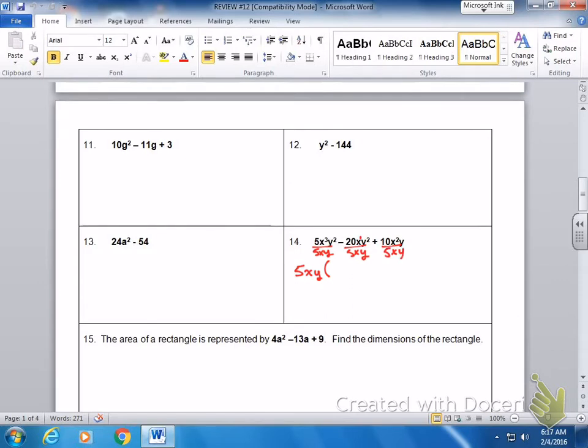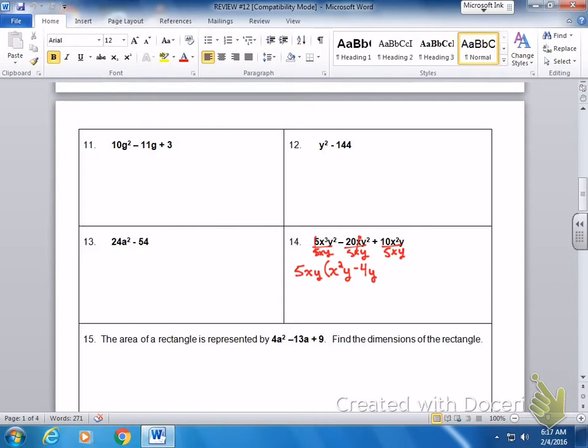Start with your numbers, then move to your variables. In the first one, the 5's cancel. I have x cubed divided by x, which leaves me x squared. Y squared divided by y leaves me y. Move to the next one. Negative 20 divided by 5 gives me negative 4. The x's cancel, and y squared divided by y leaves me y.